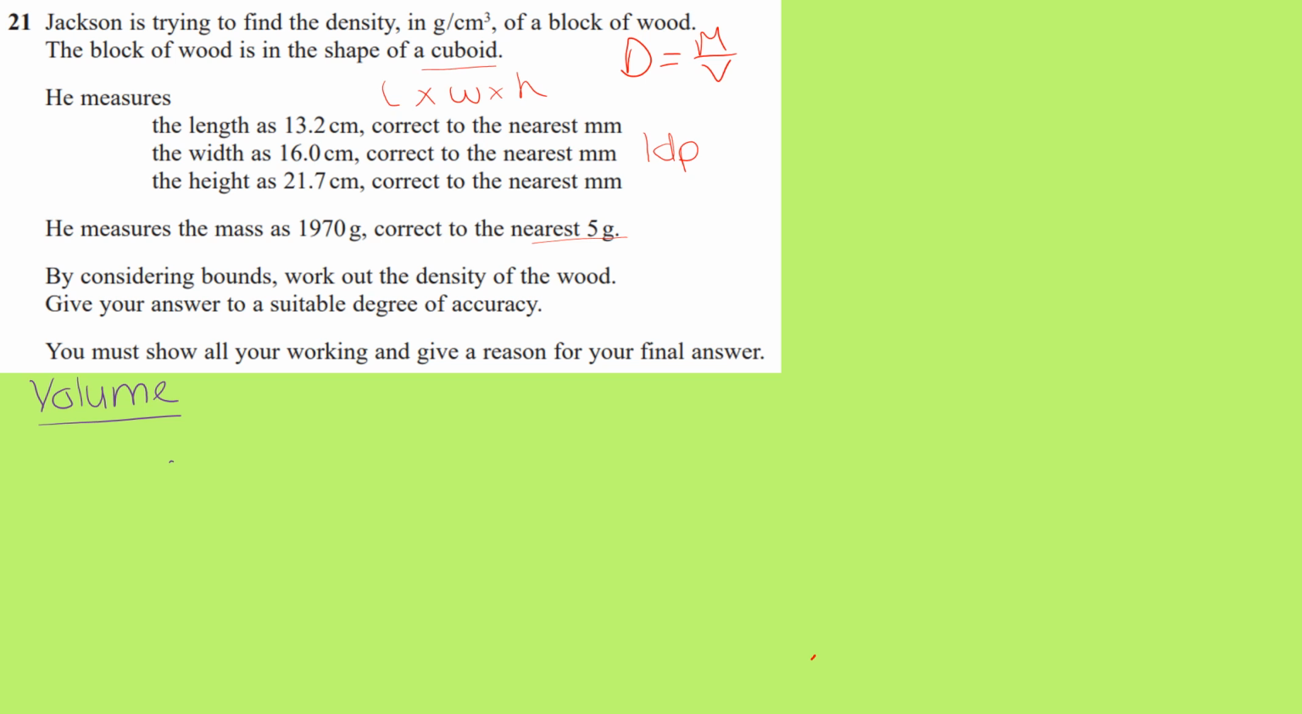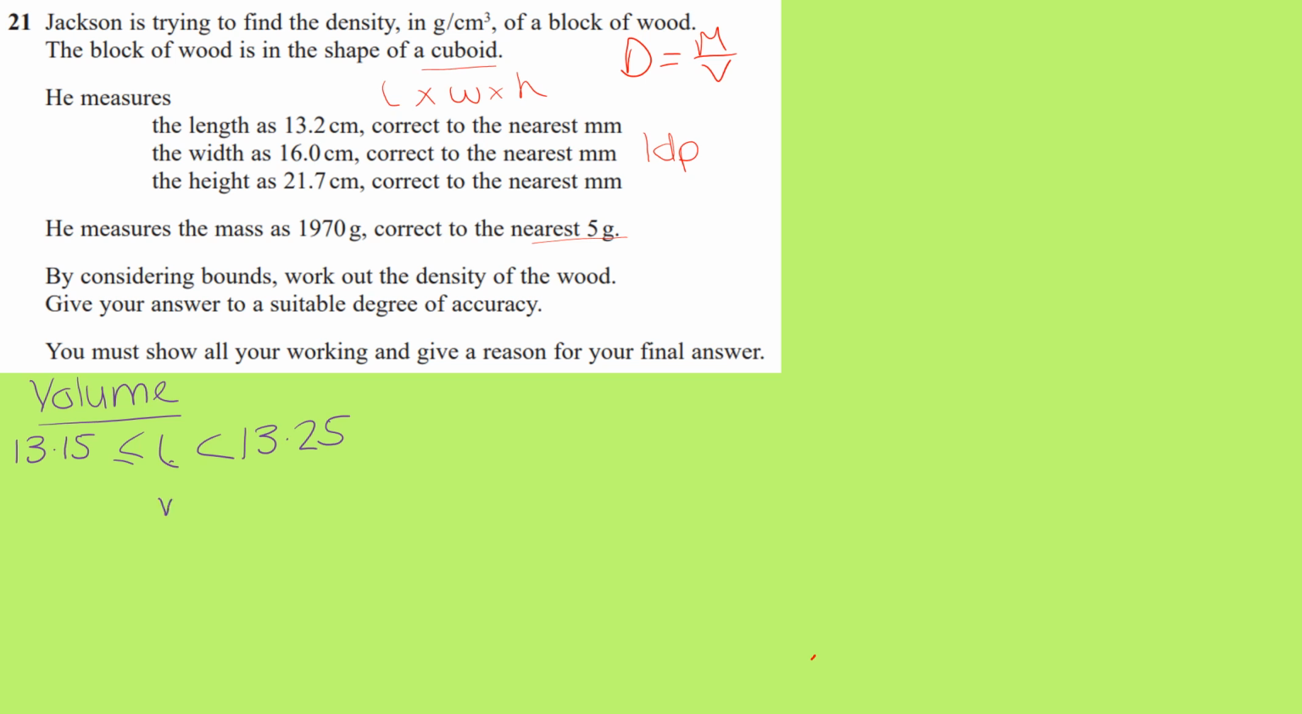If we're starting with the length here, we've got 13.2. The first point where I would round to 13.2 would be 13.15, and that is the one where we are inclusive of the value. On the other side, we'd have 13.25 centimetres. We're not inclusive of that point. At that point, we'd start rounding to 13.3.